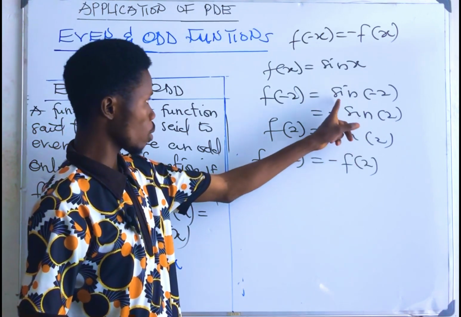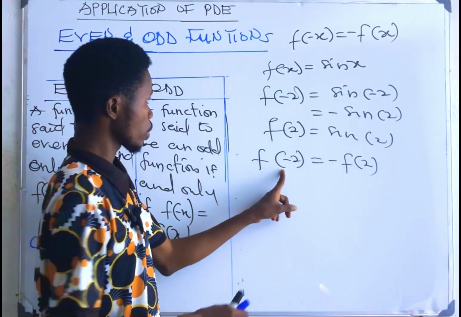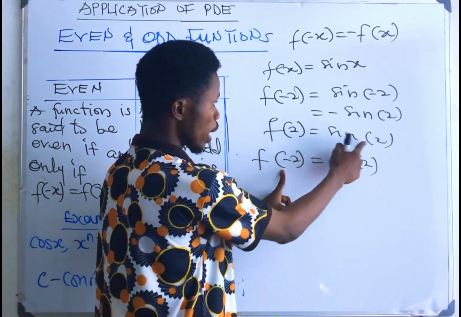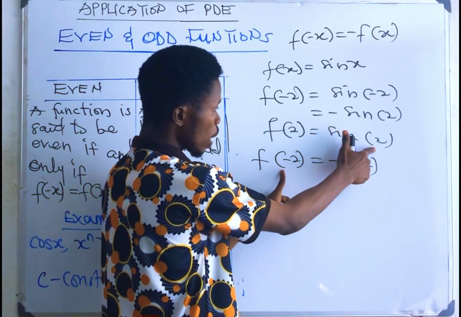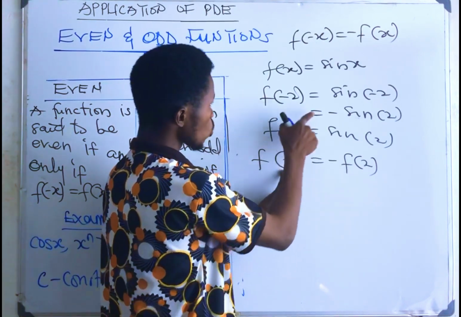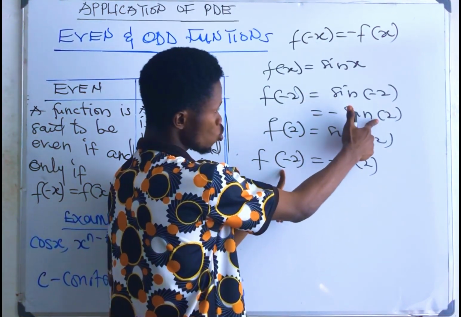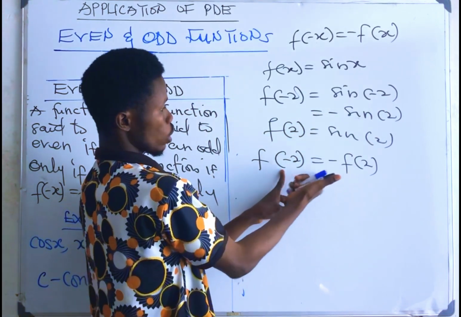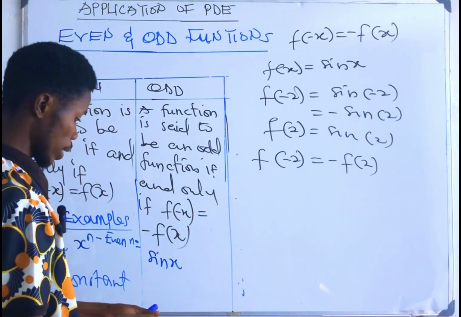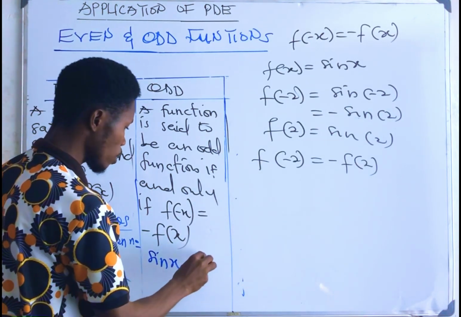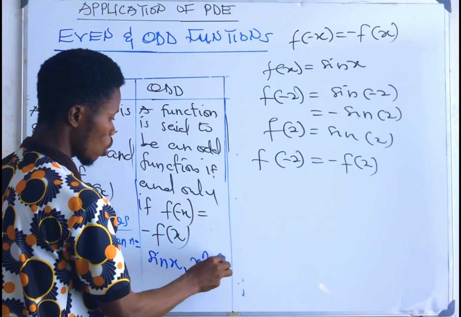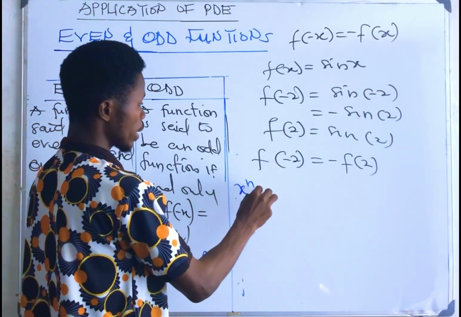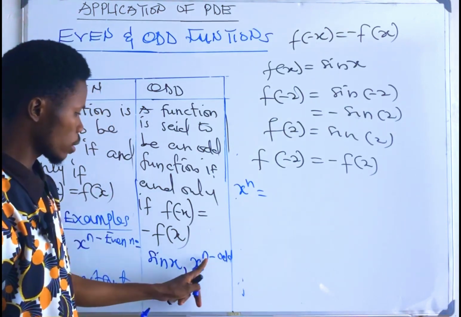Why am I saying this? If you look at the first one, f at negative 2 here, we have negative sine 2, and f at 2 is sine 2. So in place of this sine 2, can I put f at 2 there? Yes. So when I come back here, in place of this sine 2, if I put f at 2 there, then it will give me this. So this is what? An odd function. You can also have another example. Yes, perfect. Another example is x to the power n, where this n is what? Odd numbers.